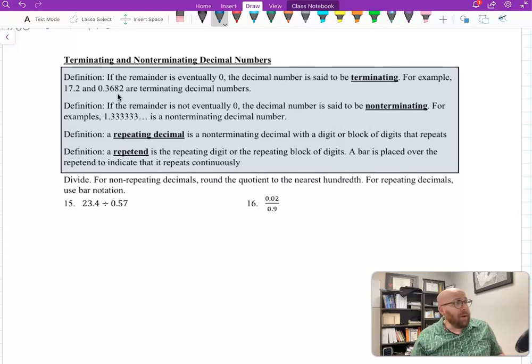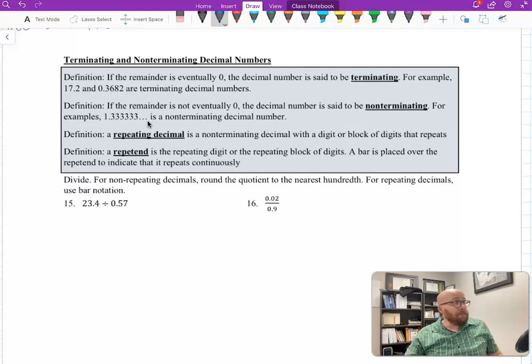But if the remainder is not eventually 0, so we're going to see some examples here where we don't get 0 as a remainder, the decimal number is said to be non-terminating. So, for example, 1.333333..., and these little dots just mean that the 3's just keep repeating. This is a non-terminating decimal number.